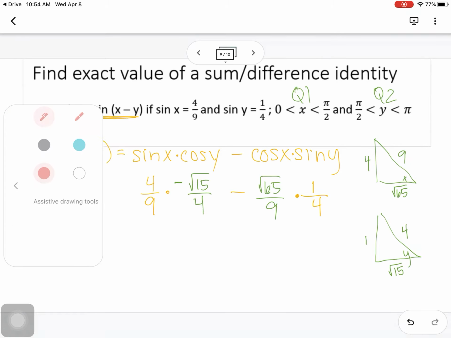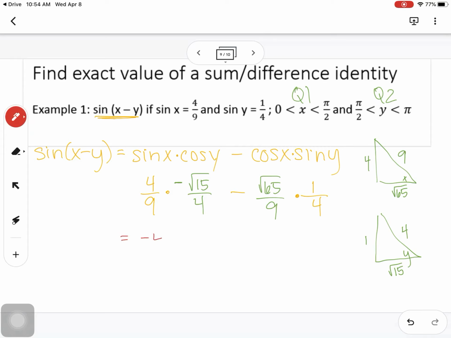And then from here, you're just doing that multiplication. So it's going to be negative 4 root 15 over 36 minus the square root of 65 over 36. These have a common denominator, so I'm just going to put them together.